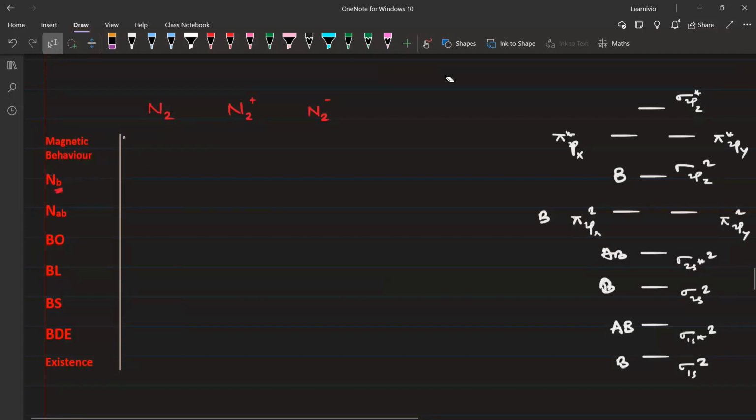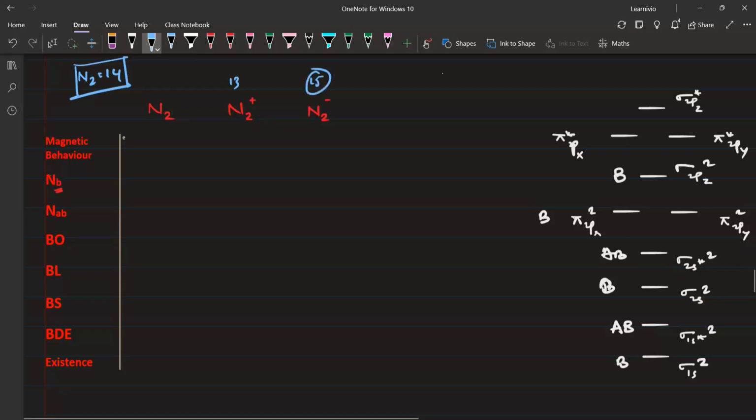Okay. So, N2, how many electrons are we having? 14 electrons, right? So we are going to take the case of 14 electrons, even though in N2 we have 14, in N2 positive we have 13 electrons, and in N2 negative we have 15.